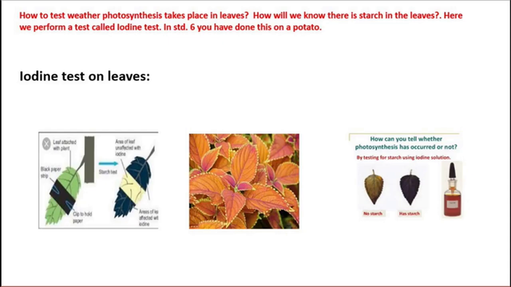So now in today's class we are going to study how photosynthesis takes place in different types of plants. So let's begin. How will we come to know that photosynthesis takes place in all green plants? For this, we need to perform an experiment.